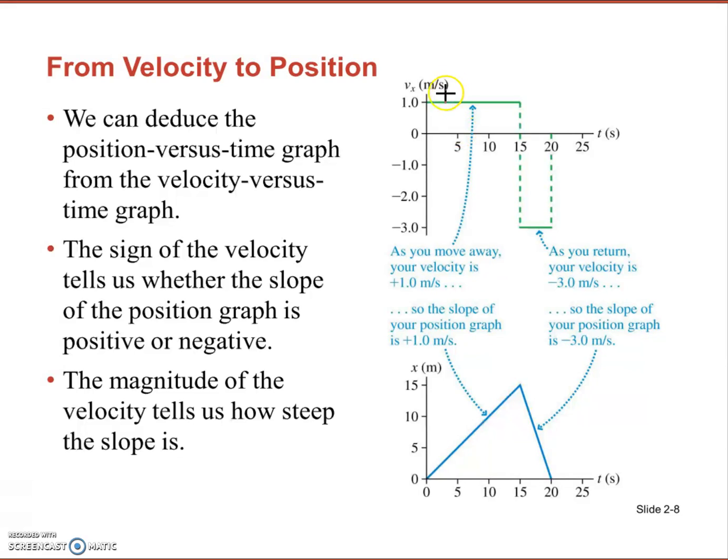Okay, so we start out, let's assume we're starting at the origin. If our velocity is 1 meter per second, that means the slope of this line must also be 1 meter per second. So for 15 seconds, I've covered 15 meters. Okay, there we go. And then for the next 5 seconds, my speed is -3 meters per second. Well, if I'm going -3 meters per second for 5 seconds, how far did I go? Well, we can figure that out.